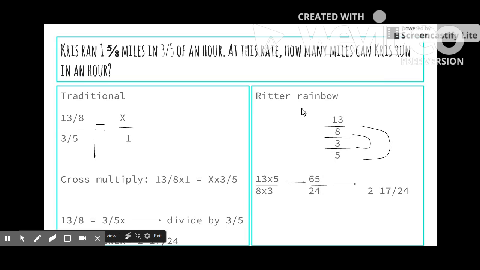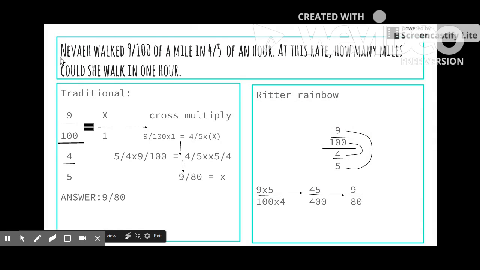In the Ritter rainbow, you put the fraction, which in our case would be 13/8 over 3/5. And you would take the top number, which is 13, times the bottom number, which is 5. And that would be your numerator, which would be 65. And then you would take the middle numbers, which would be 8 and 3, and multiply them and put that as the denominator. And you would get 65 over 24, which simplifies into 2 and 17/24.